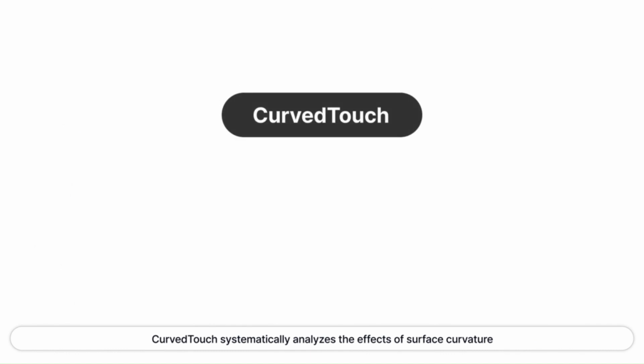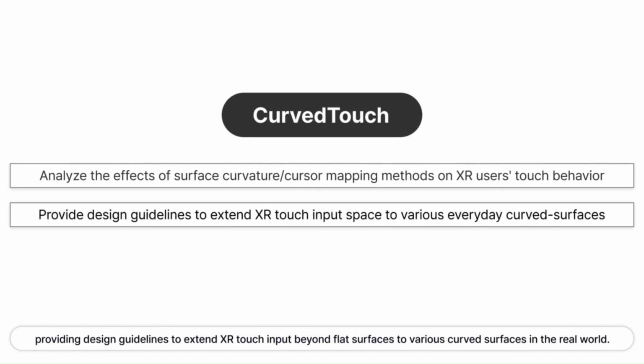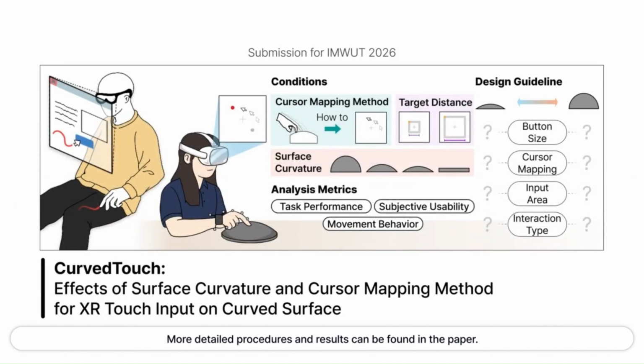CurvedTouch systematically analyzes the effects of surface curvature and cursor mapping methods on XR users' touch behavior, providing design guidelines to extend XR touch input beyond flat surfaces to various curved surfaces in the real world. More detailed procedures and results can be found in the paper.